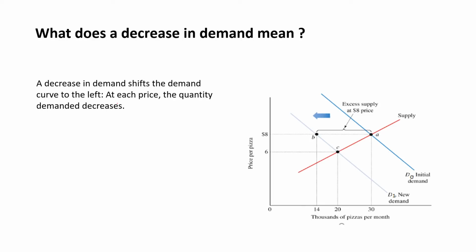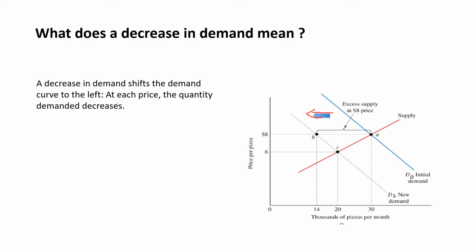Okay, what does a decrease in demand mean? A decrease in demand shifts the demand curve to the left. Of course, as we said, if the demand decreases, that means there is a leftward shift of the demand curve. It will move in this direction. At each price, quantity demanded decreases, as we can see over here.